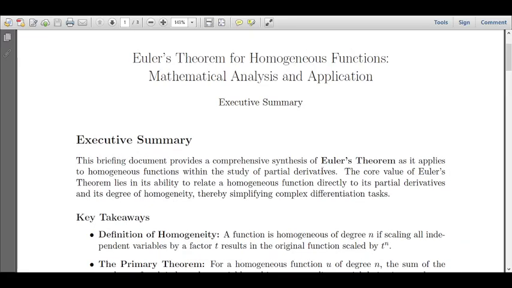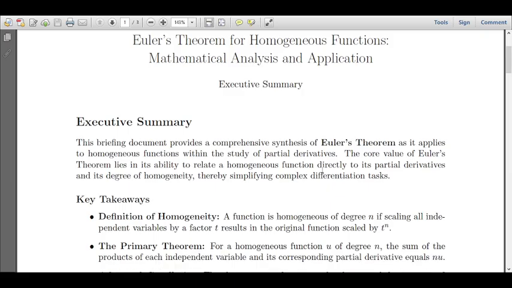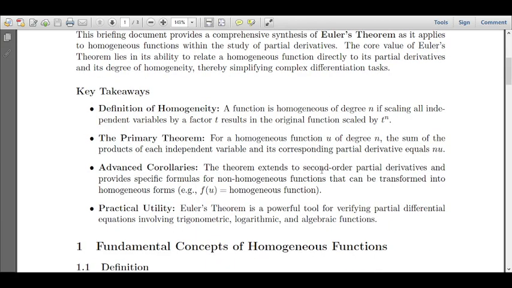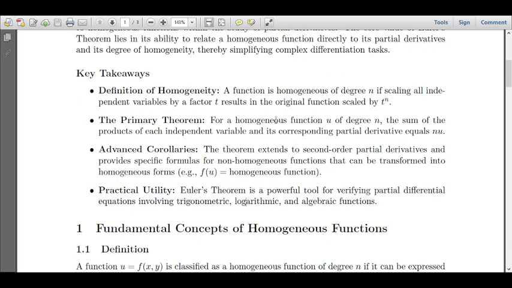Here today we are going to discuss a concept, Euler's theorem for homogeneous functions. Here we will discuss the main concepts, and the first one is what is a homogeneous function. Next, what is Euler's theorem? Euler's theorem for the first order partial derivative, so that is the primary theorem.